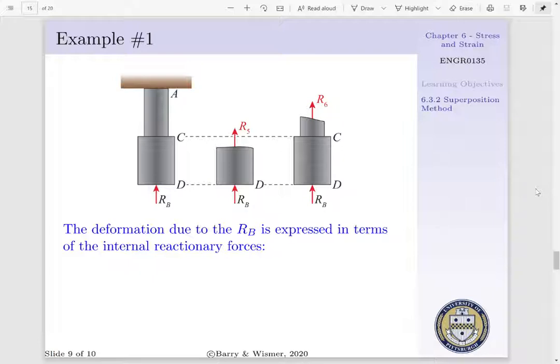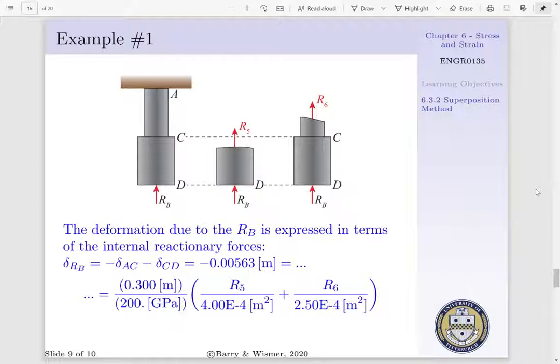That is, if we cut member CD, we would have R5 existing internally, and if we cut member AC, we'd have R6 existing internally. Thus, we can say delta RB, which is equal to the negative of delta AC minus delta CD, which is minus 0.00563 meters, is equal to 0.300 meters per 200 gigapascal, for members AC and CD have the same length of 0.300 meters and the same modulus of elasticity, times the quantity R5, our internal reactionary force existing in member CD, per the cross-sectional area of member CD, which is 4.00 e to the minus 4 meters squared, plus R6, which is the internal reactionary force in member AC, per the area of member AC, which is 2.50 e to the minus 4 meters squared.